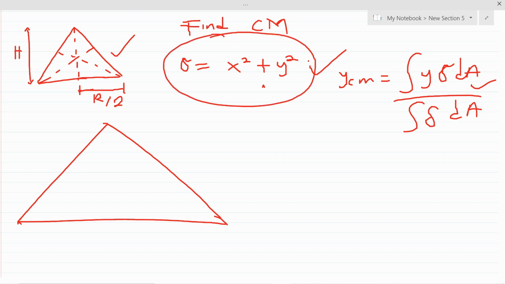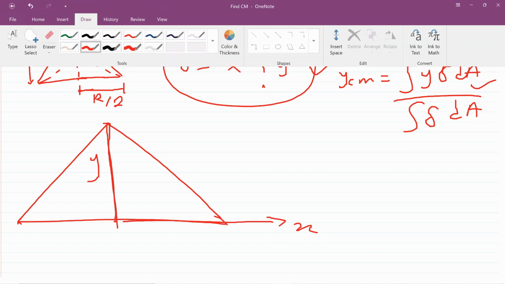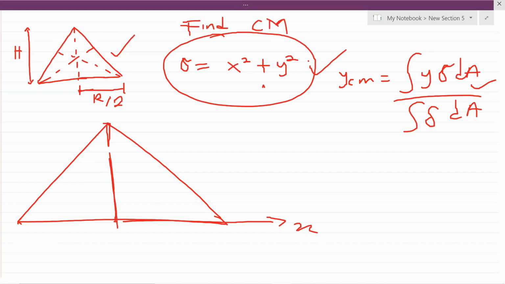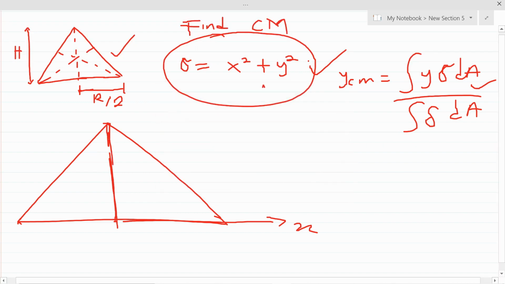You know this is the y-axis, if you remember, that is what we said. Let's say this is my y, and this will be my x-axis. Let me calibrate it well so that you see what I'm writing. This is my y-axis. From here to here is h, that is our height, and from here to here is r/2. Now this is a right angle triangle, so we can use the Pythagoras theorem to write an expression for x and y.